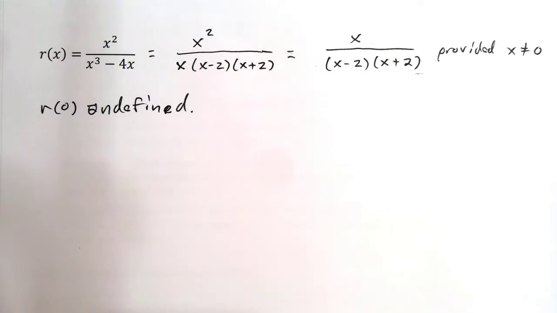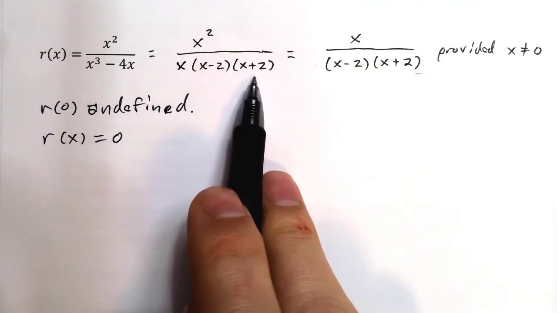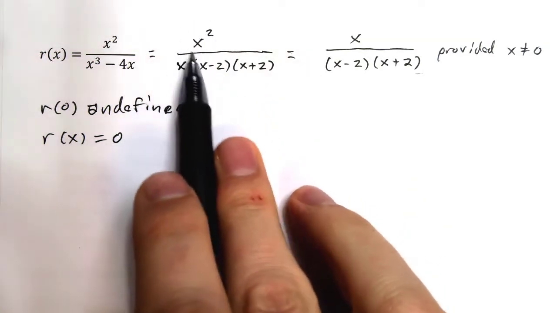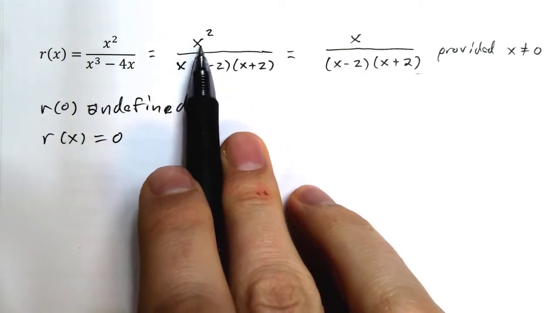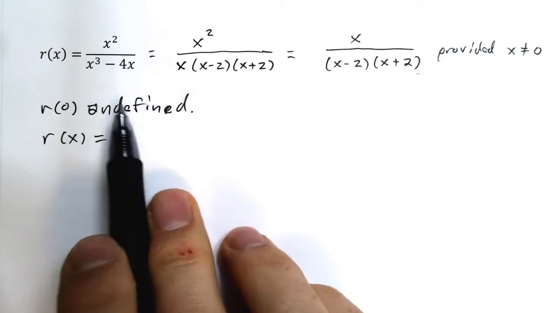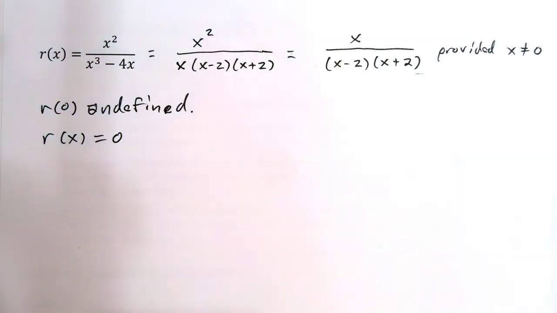Okay, what about the x-intercept? Well, to find the x-intercept, we just solve r of x equals 0 for x. So we're setting this function equal to 0 and solving for x. Now, how could that happen? Well, that could only happen when the numerator is 0. The numerator is 0 when x equals 0. Well, when x equals 0, this function's not equal to 0. It's undefined. We just said that over here. And so actually, this has no solutions either. So there are no x-intercepts.